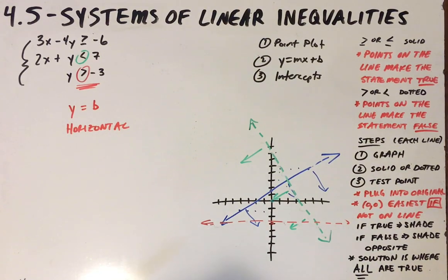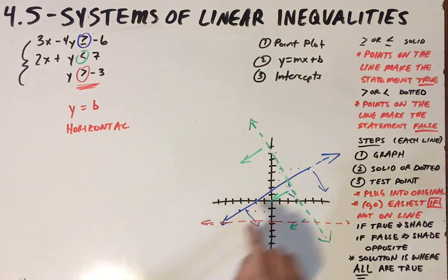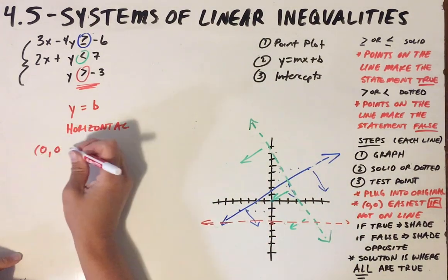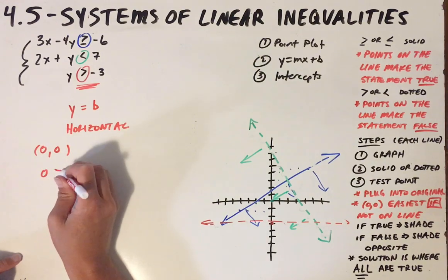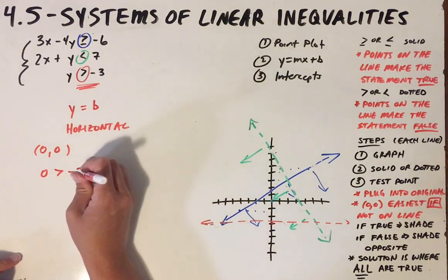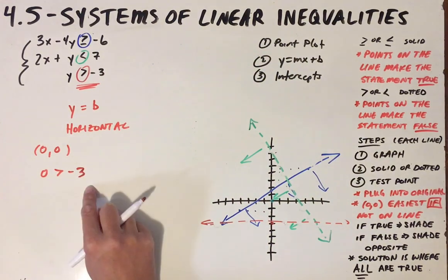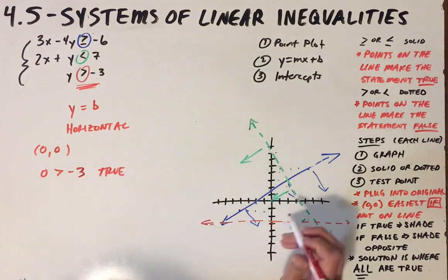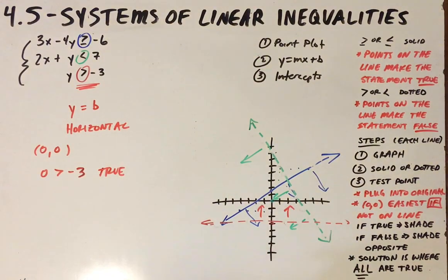Now I'm going to test my red line to see where I should be shading. So again, this point 0, 0 is not on the red line, so I'm going to plug in 0, 0 and say, well, there's no place to plug in the x, so I'm just going to plug in the y. Y is greater than -3, okay? Into the original, 0 is greater than -3. That is true. So I would be shading everything above here.